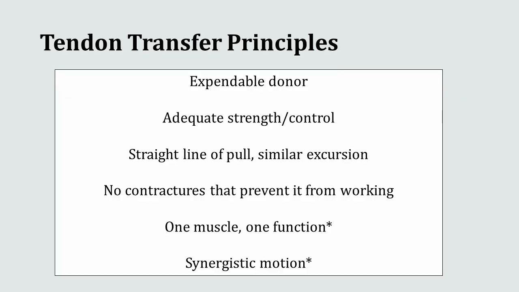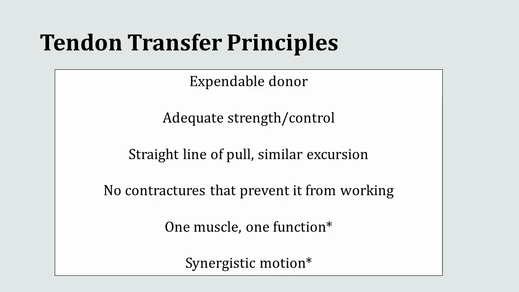So the tendon transfer principles were established in the 1940s, and we still use those today. The first is that the donor has to be expendable. You don't want to take a muscle or tendon that you need to function. Next is adequate strength and control. Obviously, you want to be able to control the working muscle and have good strength if you're going to produce new motion. The next one is a little bit more biomechanical, a straight line of pull. That conserves energy. If you're making 90 or 180 degree bends, obviously you're going to lose some of that power, so it's not ideal. No contractures that prevent it from working. So this is kind of like replacing the engine on your car if your wheels are rusted. You want to make sure that everything's greased and moving nicely before you put in that new engine.